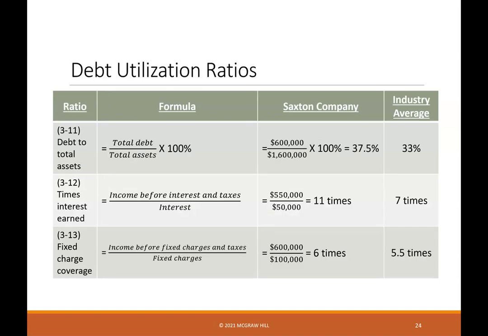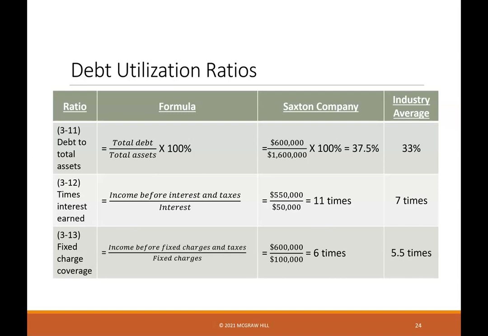Debt utilization ratios. So we have the debt to total assets. Total debt is actually your total liabilities from the balance sheet. Divide that by total assets to give us 37.5%. Times interest earned is your income before interest and taxes from the income statement. Divide that by net interest expense on the income statement. So that gives us 11 times.